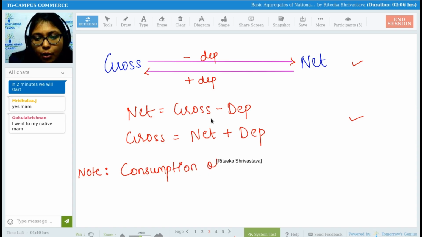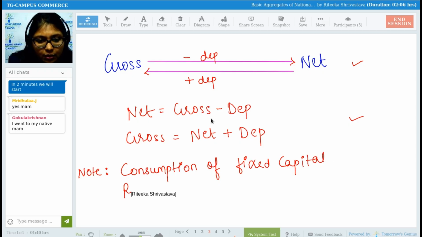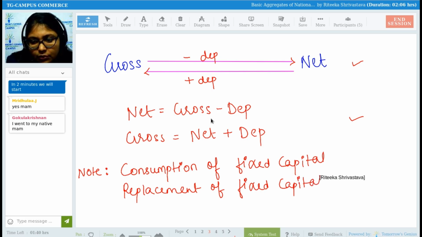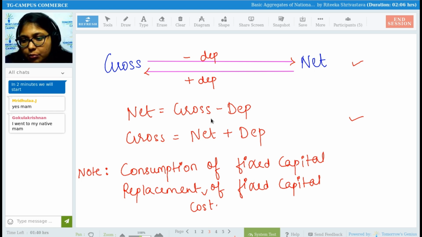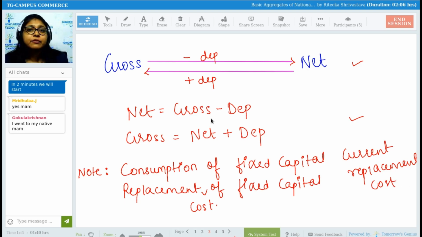Consumption of fixed capital, replacement of fixed capital, replacement cost of fixed capital, and one more, current replacement cost. So there are alternative names of depreciation.